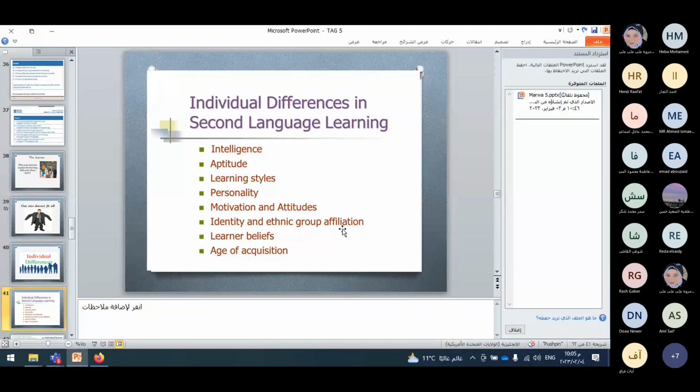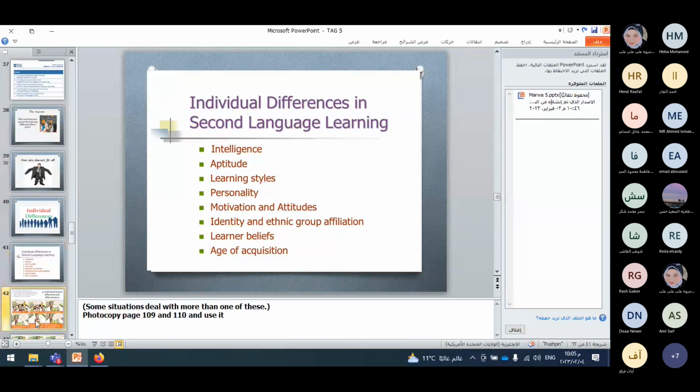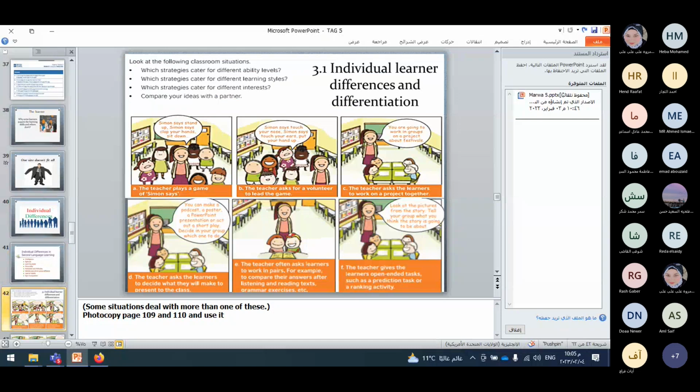Learner beliefs, also age of acquisition, the age when they acquired the language itself. This affects their learning, being educated in an early stage of their life or in a later stage of their life. Here I have a wonderful activity. It has to do with methodology, and it has to do with the individual learner differences, and how to deal with the differentiation inside my class. Of course, inside one class, I can find different styles. Okay, have a look at these questions.